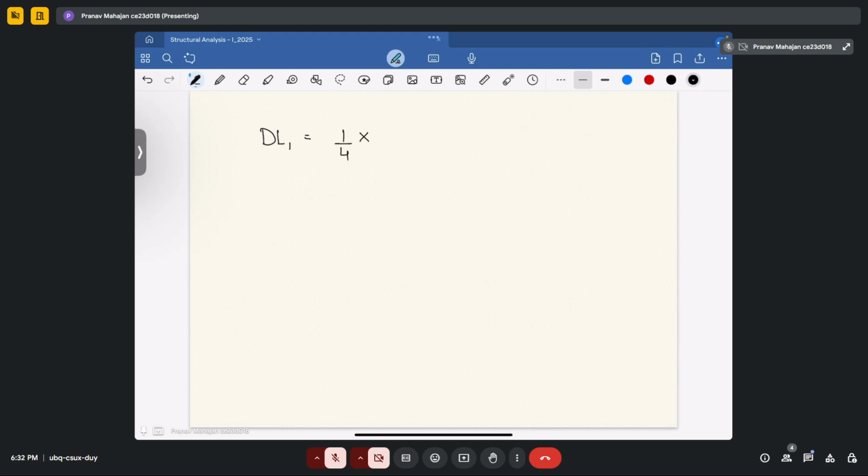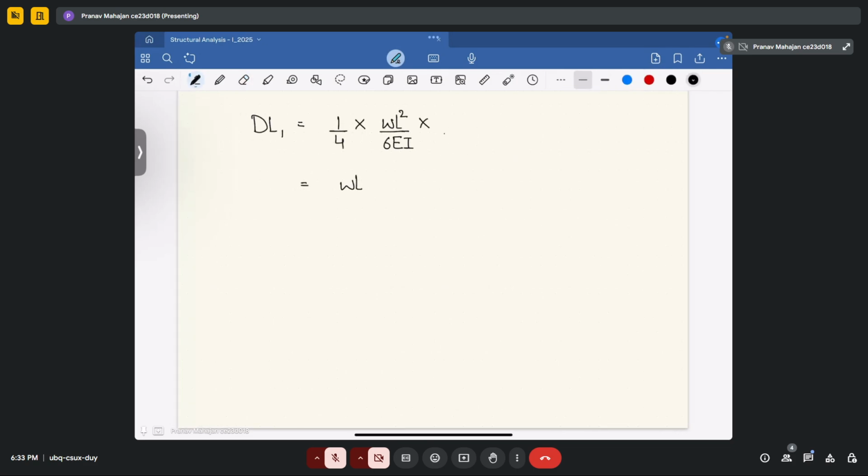1 by 4 into WL square upon 6 EI, multiplied by 4L upon 5, that is your lever arm, and it will be equal to W L. I think I have missed one L. That is 1 by 4 into the total length will also be there. Let me write here.